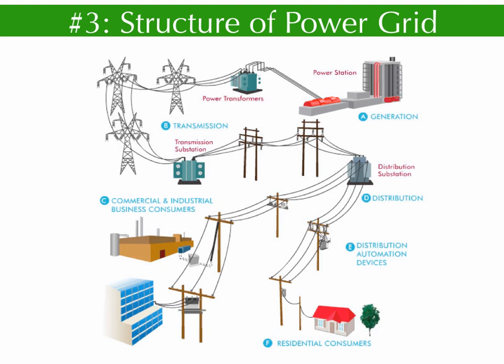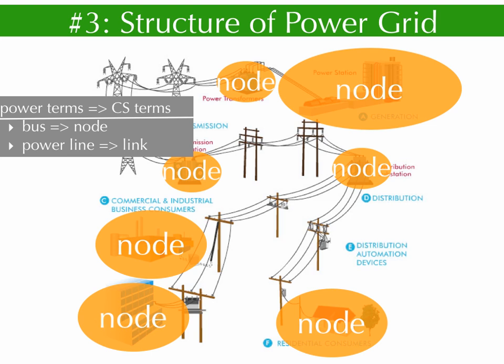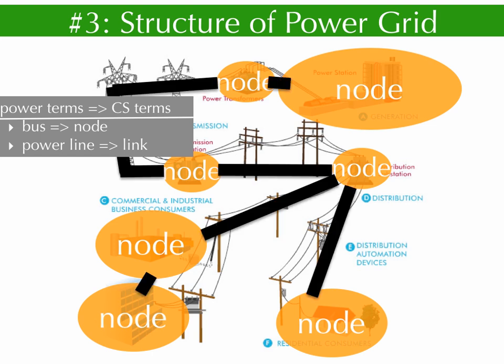Okay, let's look at the same diagram but from a different perspective. So we can define a power grid as consisting of a set of buses, where a bus is either a power generation center, electrical substation, or an aggregation point of electrical loads. And connecting these buses are electric power lines. So in more familiar terminology, a bus can be thought of as a node in the graph, and the power lines can be thought of as links connecting those nodes.